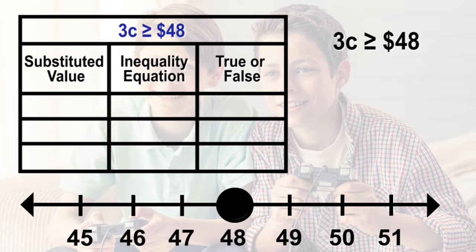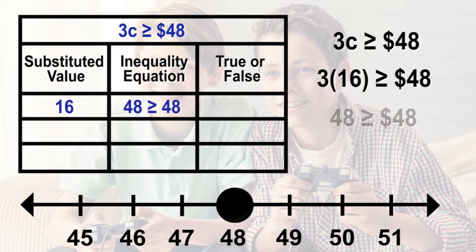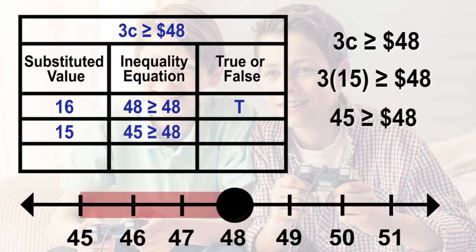Let's try substituting 16, since 3 times 16 equals 48. The inequality would be 3 times 16 is 48, and 48 is greater than or equal to 48. This is true because 48 is equal to 48. Let's substitute another value for C. Let's try 15, since 15 is just slightly smaller than the first value substituted. 3 times 15 is 45. The inequality would be 45 is greater than or equal to 48. This is false because 45 is less than 48.